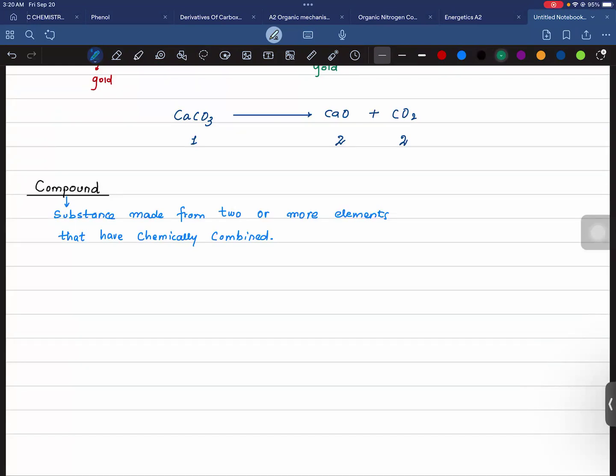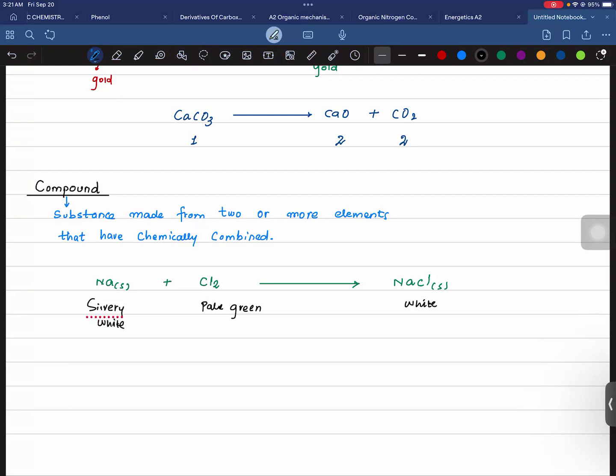And let's suppose I have sodium, which is a metal, and I have chlorine gas. The color of chlorine gas is greenish yellow, or I can say pale green. So when they react with each other, they form sodium chloride. This is a white solid. This is a pale green gas. This is a silvery white solid.